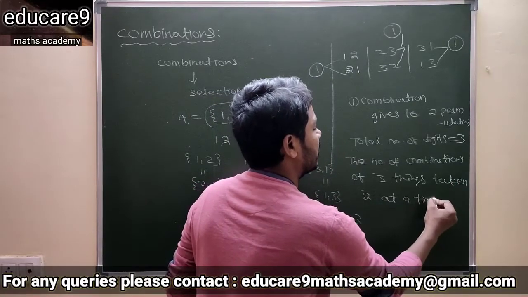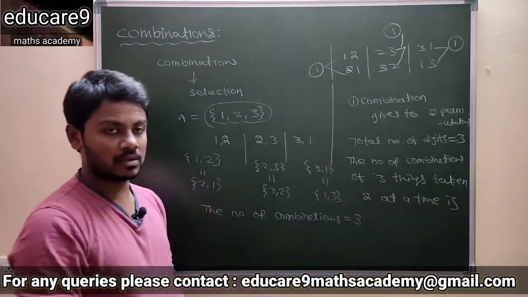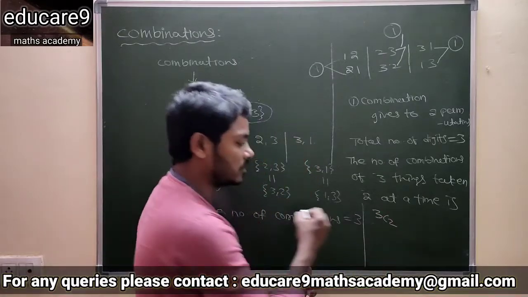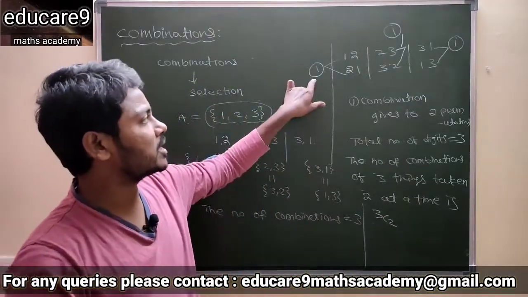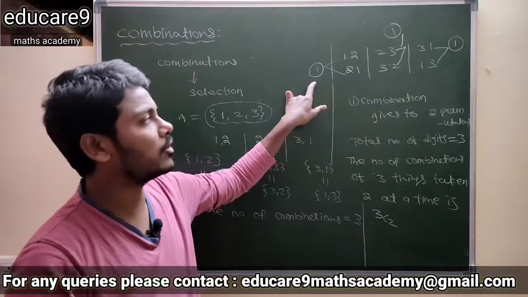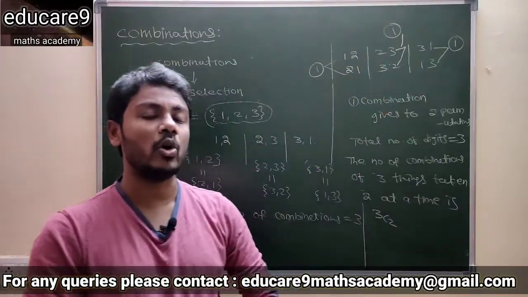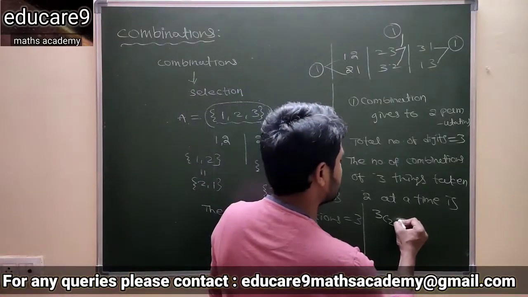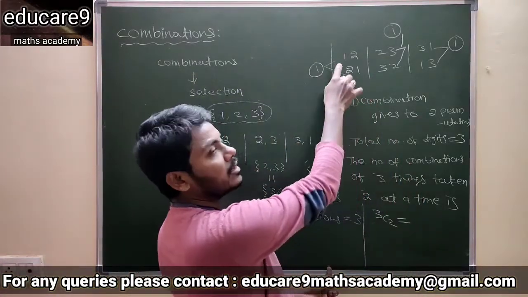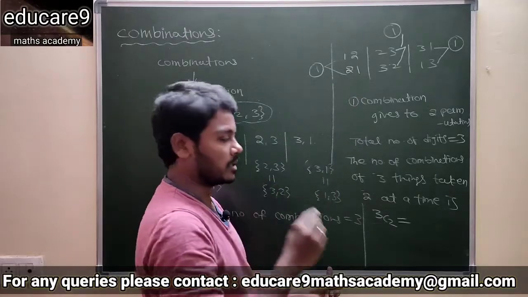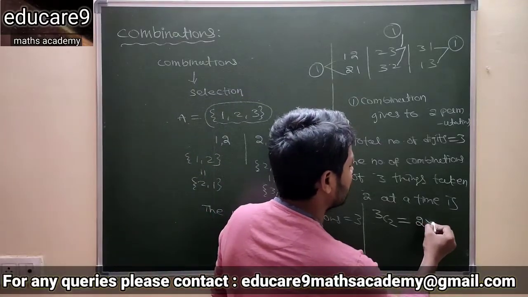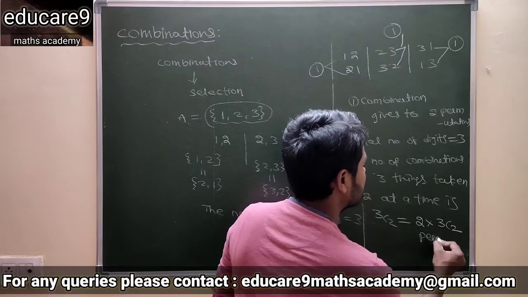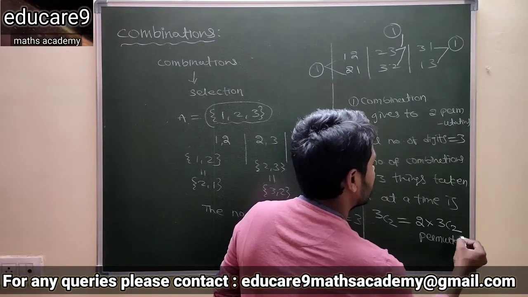Taking 2 at a time is 3C2. Here one combination gives 2 permutations. Therefore the total 3 combinations give how many permutations? 6 permutations. Simply, each combination gives you two permutations. That is 2 into 3C2 permutations.